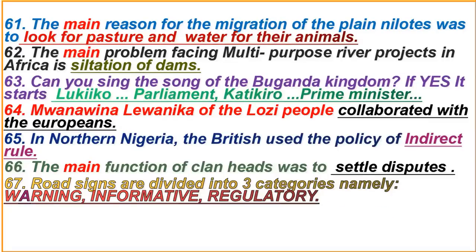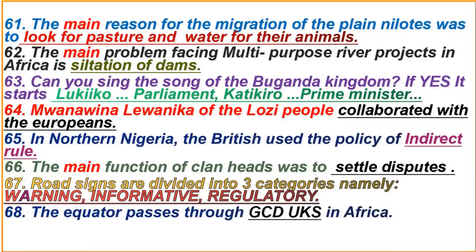Number 68. The equator passes through. Name the countries that are crossed by the equator in Africa. From the west side moving to the east, we have GCD UKS, that is Gabon, Congo, DRC, Uganda, Kenya, Somalia, crossed by the equator.